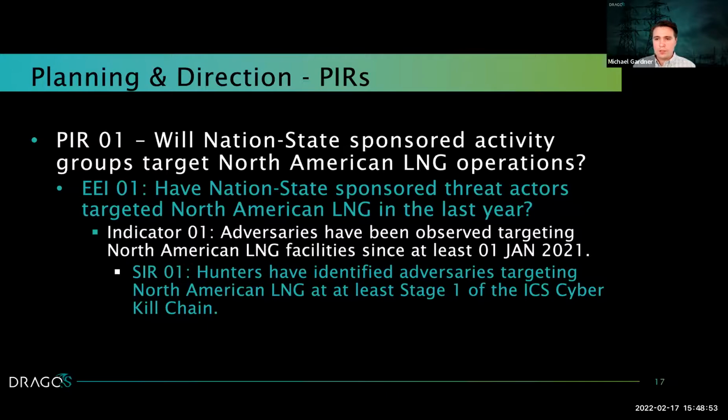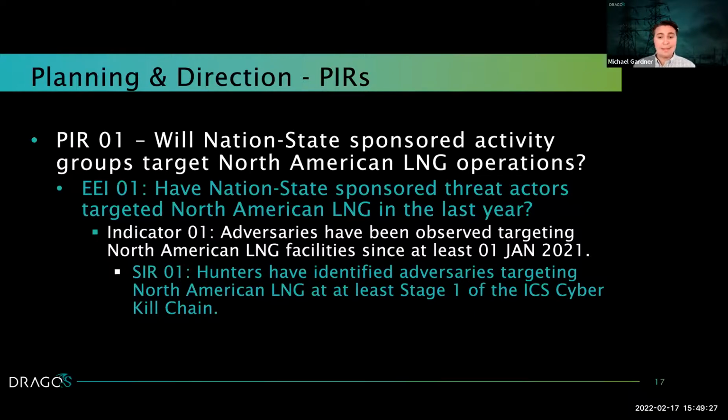And then we move on to indicators that would confirm this essential element of information. So the activity groups we know and track would have to have been observed targeting North American LNG in the last year for us to meet this indicator. And specific information requirements identify what we would need to collect to meet this indicator. So for the example here, we would need trusted hunters to have observed our specific activity groups targeting North American LNG at least stage 1 of the ICS kill chain for us to meet this indicator.